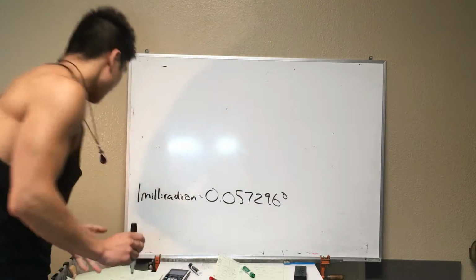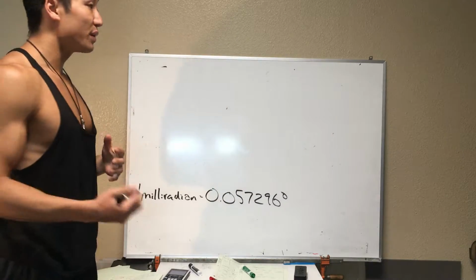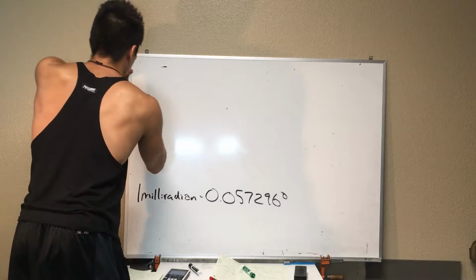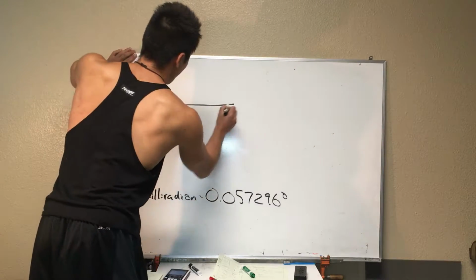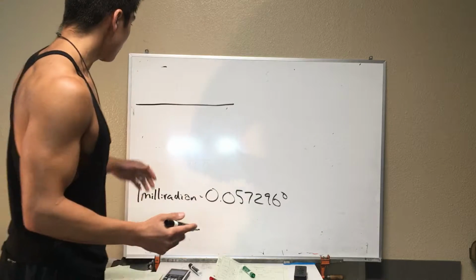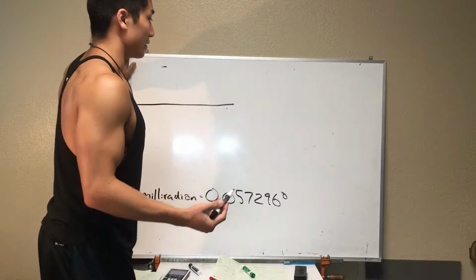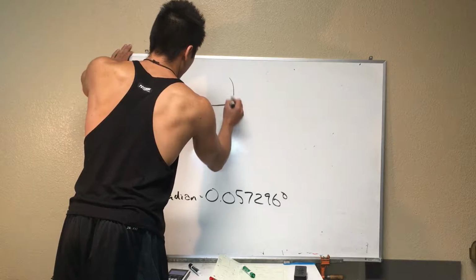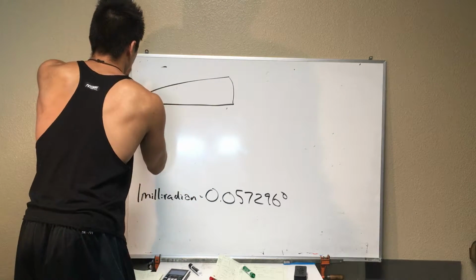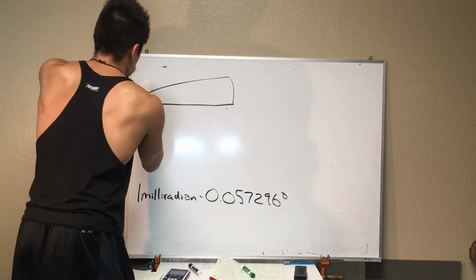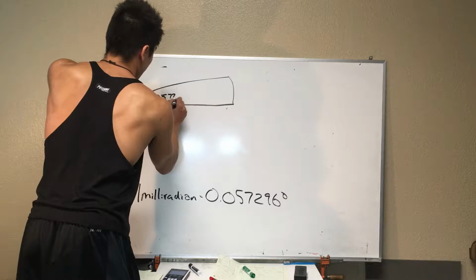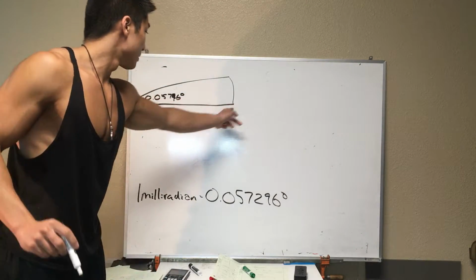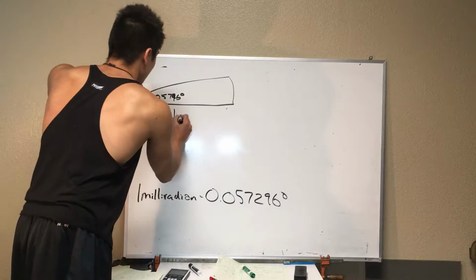Then when we look at what 1 milliradian is in arc length, we're going to use a small angle approximation, and it comes out really, really close. You could use a Taylor series to get the exact answer, but let's say, and this is not to scale, that this is 0.057296 degrees, and our radius is 1 meter.